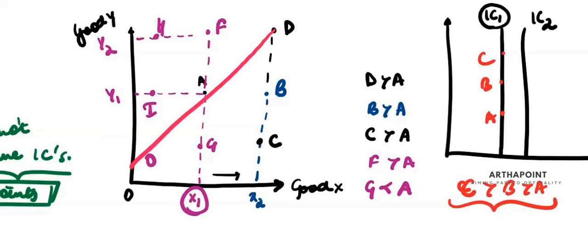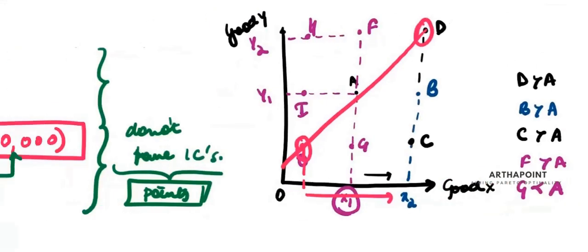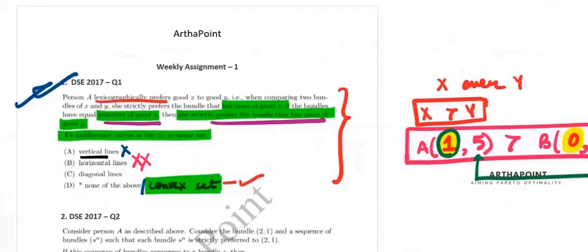A diagonal line would mean that point O and point D have the same amount of utility. But that is not true. D has more of good X and hence should have been on a different indifference curve. They do not represent the same level of utility. So even this is cancelled. So for question number 1, my answer is none of the above.